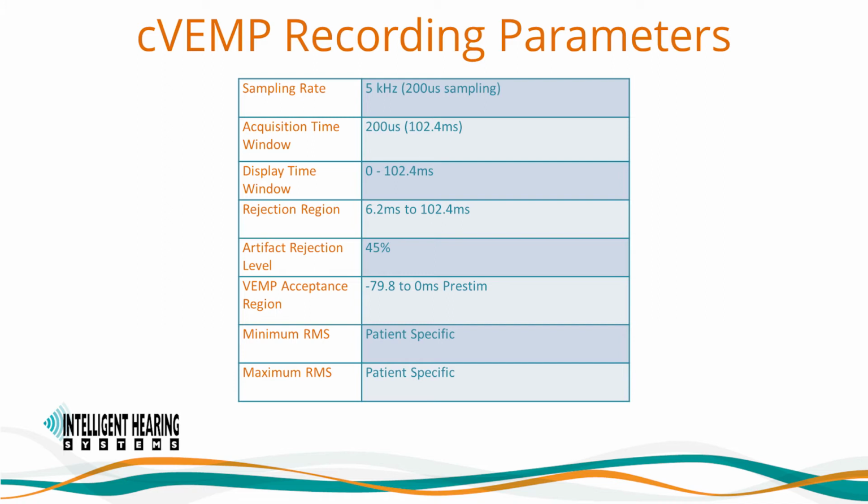The default artifact rejection level is 45%. Please note that this can be opened or closed depending on your preference. It is typically turned off for superior canal dehiscence patients, and thus artifact rejection level should be 100% for those types of patients. The VEMP acceptance region is set to a pre-stimulus region of negative 79.8 to 0 milliseconds, and the minimum and maximum RMS is set per patient.